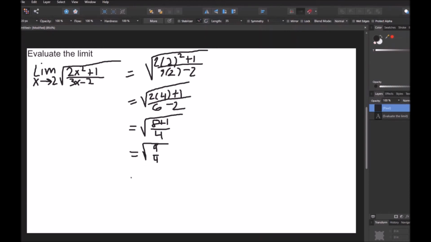And if you remember your square root rules, this is the same thing as the square root of 9 over the square root of 4. So that's just 3/2.